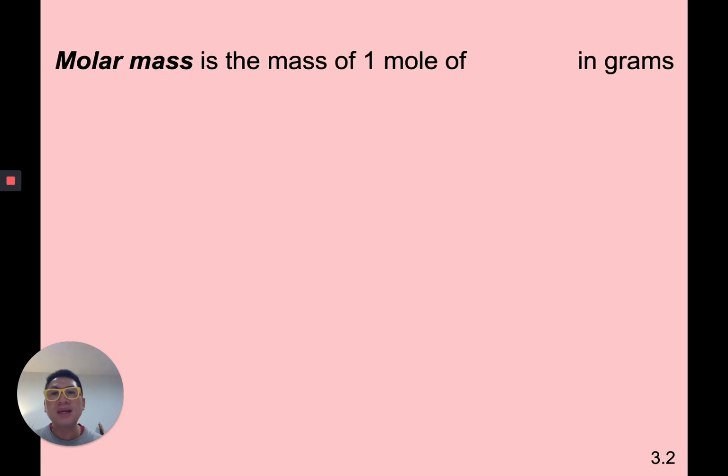Well, molar mass is the same thing. How much does a mole of what weigh? A mole of eggs, a mole of shoes, a mole of marbles, or a mole of atoms? Molar mass is how much does 1 mole of whatever weigh in grams. That's the definition of molar mass. How much does 6.022 times 10 to the 23rd of that whatever it is weigh in grams?